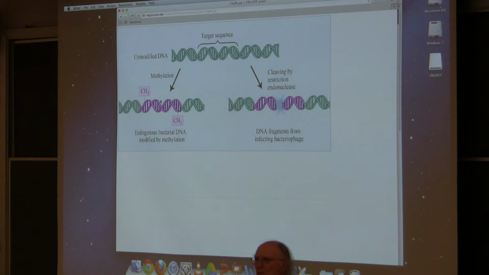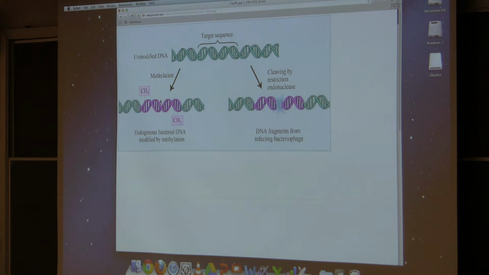That means one strand is already protected, and even if the restriction enzyme gets there first, it can only cut one of the two strands. Everything is still held together. So there's a sort of a built-in protection by virtue of the way DNA replication occurs that eventually allows the whole thing to get methylated before it gets cut. Make sense? Okay. It's not a perfect system, but it's a very good system.